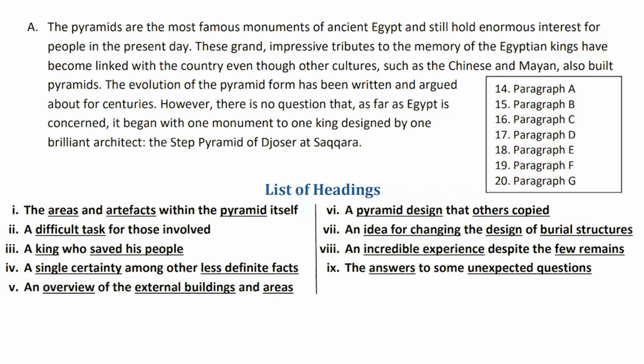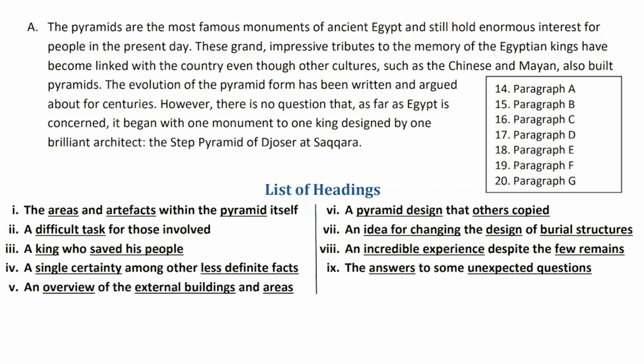Fifth is an overview, means overview, and of what? The external buildings and areas. So they're going to talk in detail about external buildings. Sixth is pyramid design, others copied. So we should have an idea, somebody copied the design. Seventh is an idea for changing. There's an idea for changing, altering the design of burial structures. So there is an idea. If you get something of this in the paragraph, then this will be the answer.